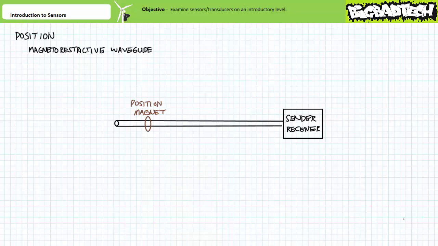Using this extremely cunning method, a position magnet is mechanically coupled to a linearly moving object, and this position magnet floats or slides along a waveguide. As the object moves left or right, the magnet comes along for the ride. Regular tiny pulses of current are sent down the waveguide.